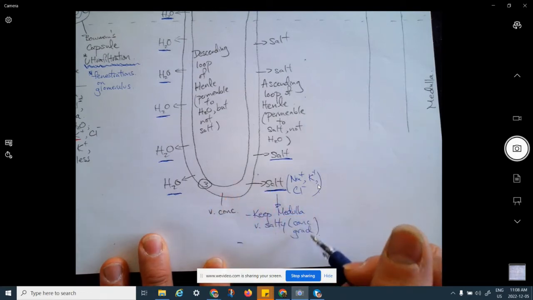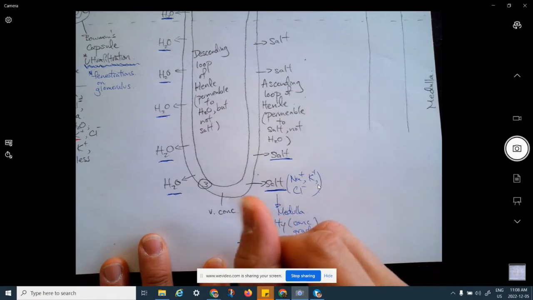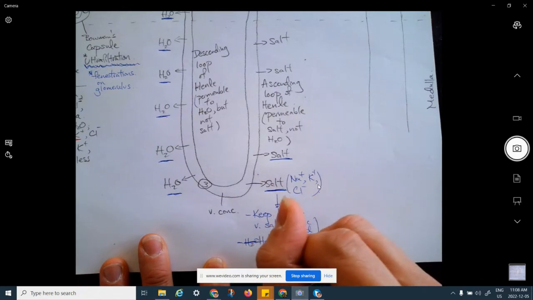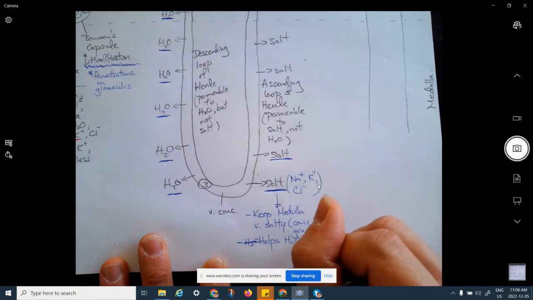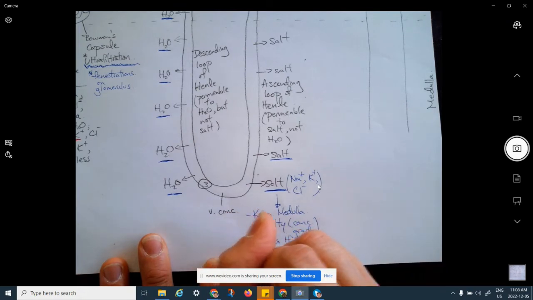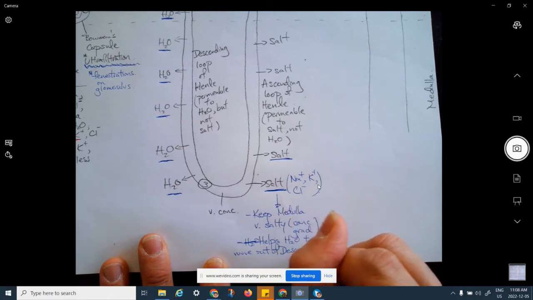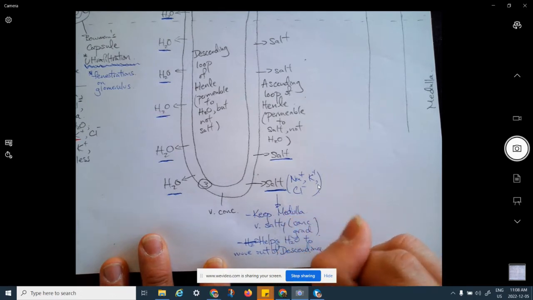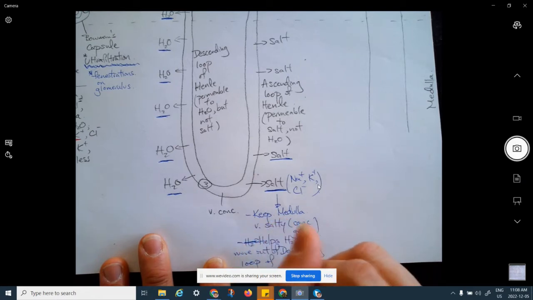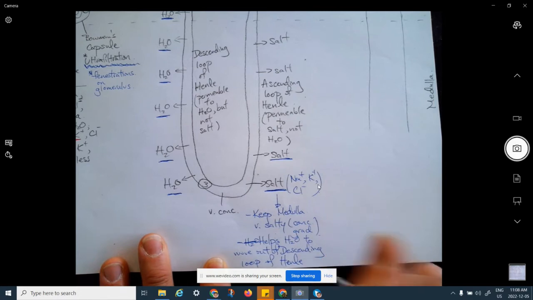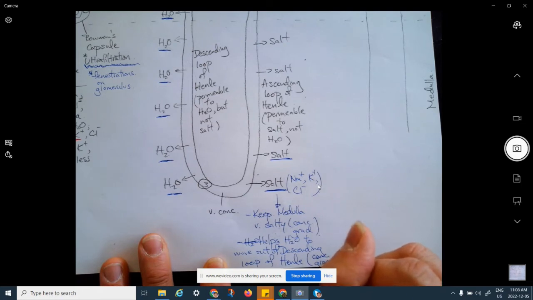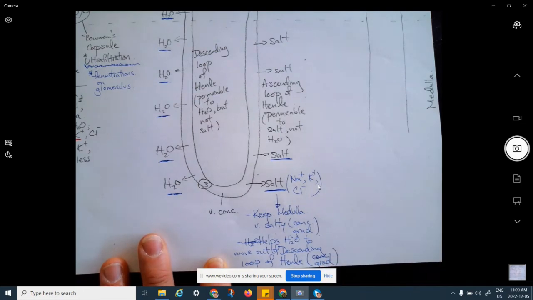Also, by keeping that concentration gradient, it helps water to move out of the descending loop of Henle, okay? Because of that concentration gradient. Okay? You have to have that concentration gradient, otherwise water won't move. Yes?